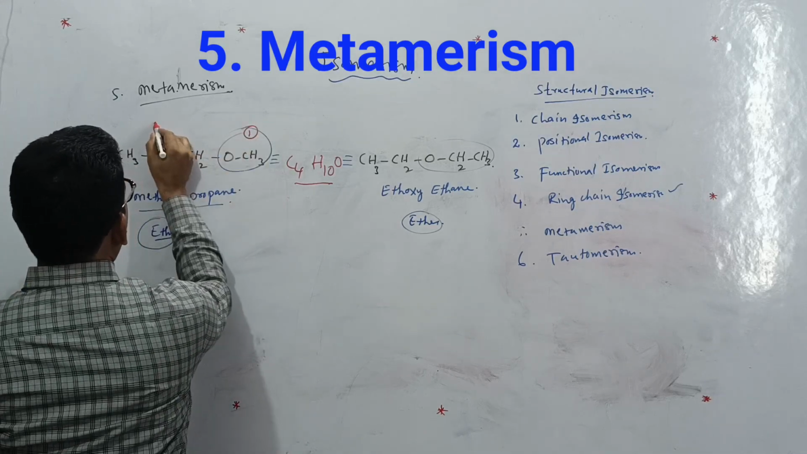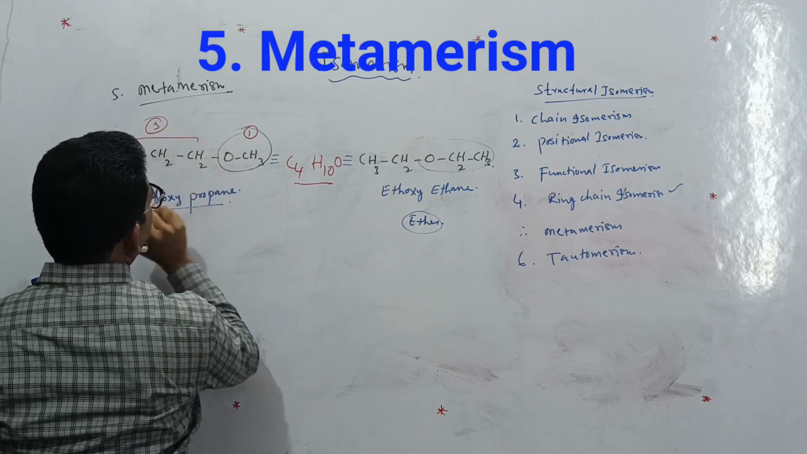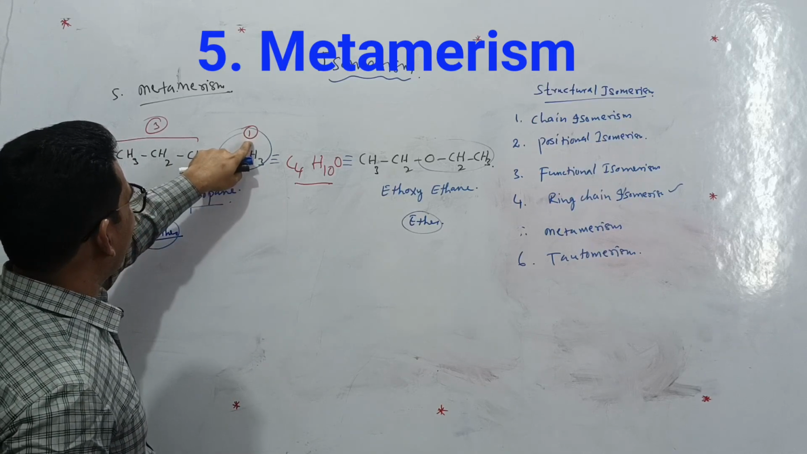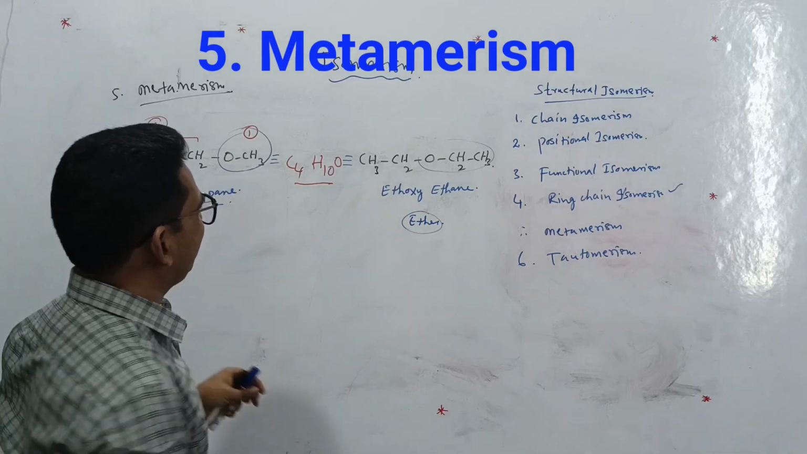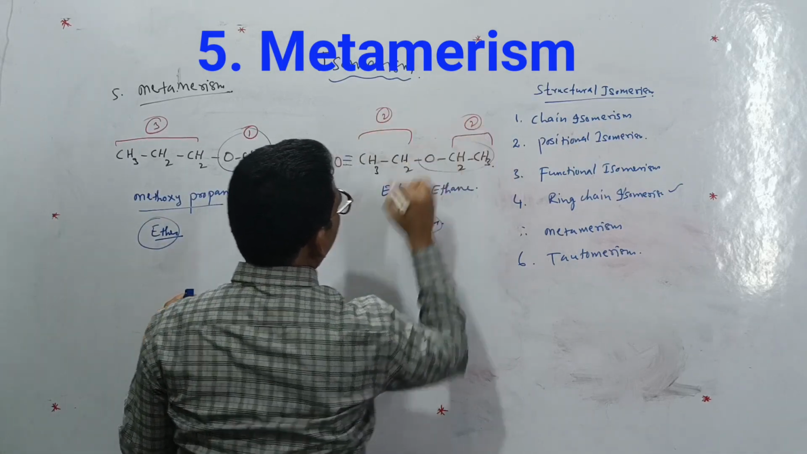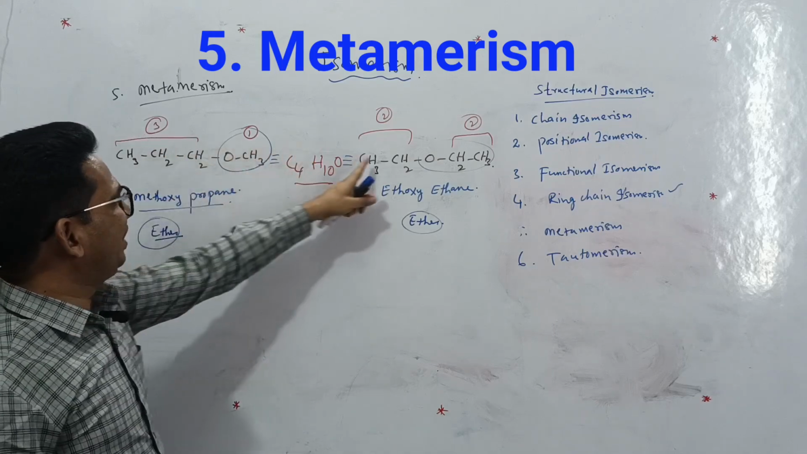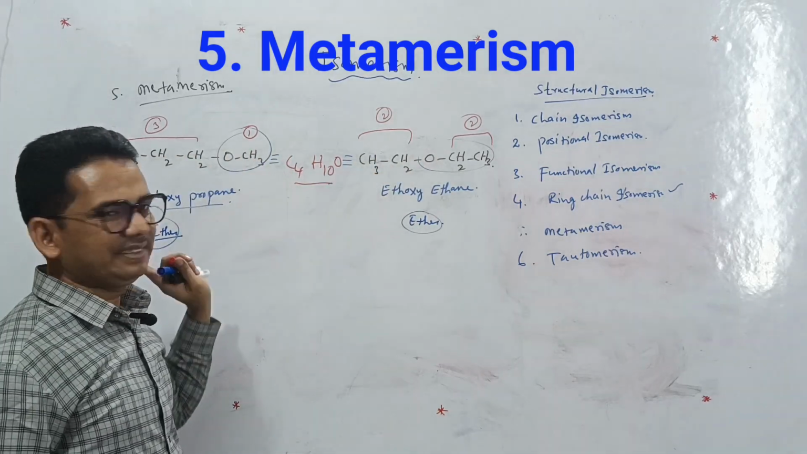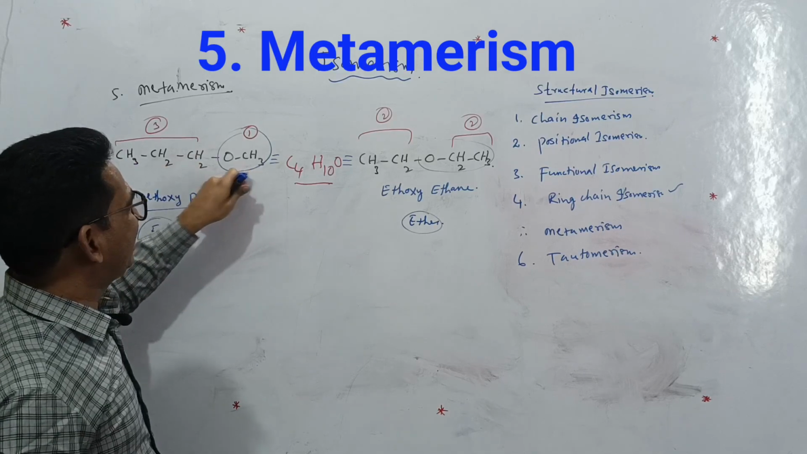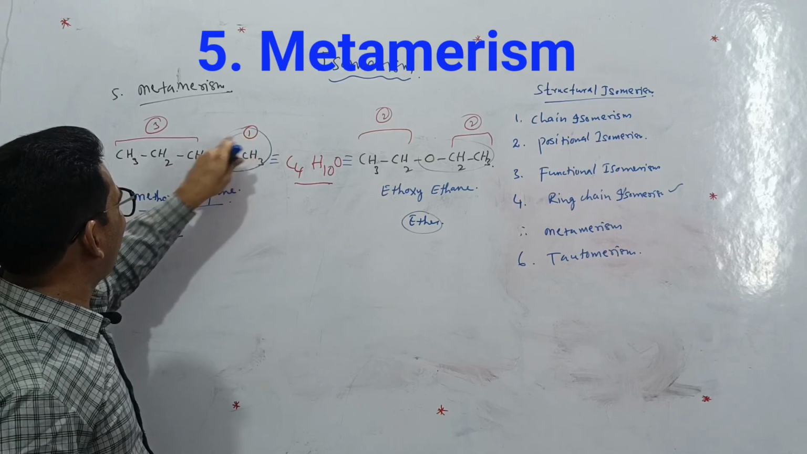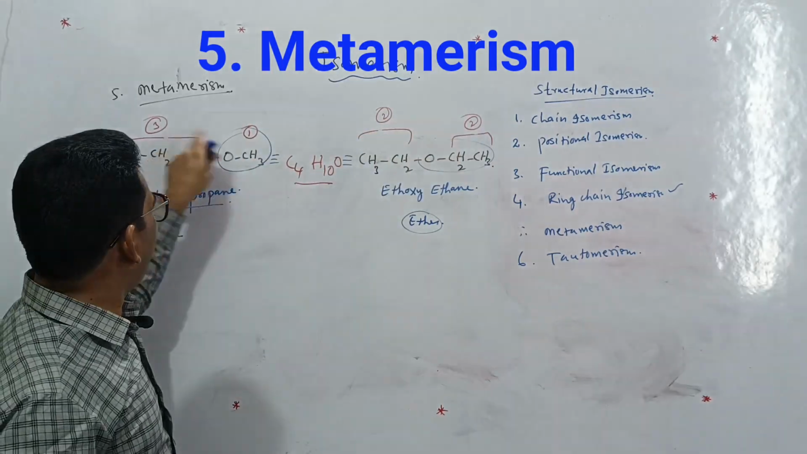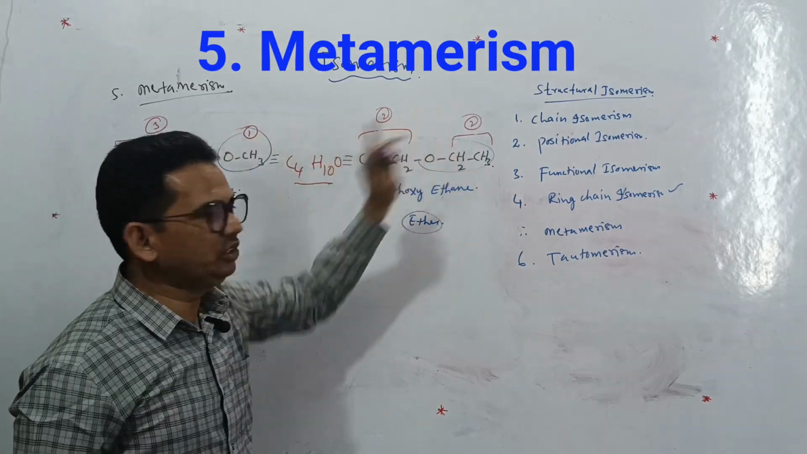This side is 1 carbon, but this side is 3 carbons. Is there an equal distribution? No. 1 carbon, 3 carbons. In this structure you can see 2 carbons around the functional group. Here 2 carbons. What is the difference between these two structures? Molecular formula is the same, but around the functional group the number of carbons is unequal. In this case 1 and 3, in this case 2 and 2.